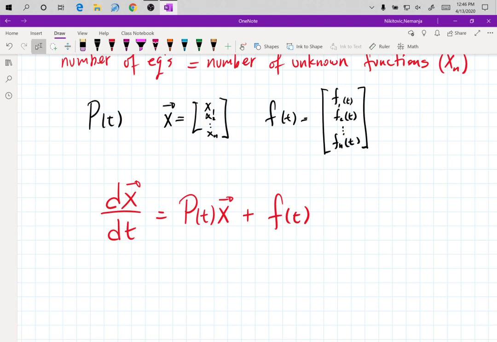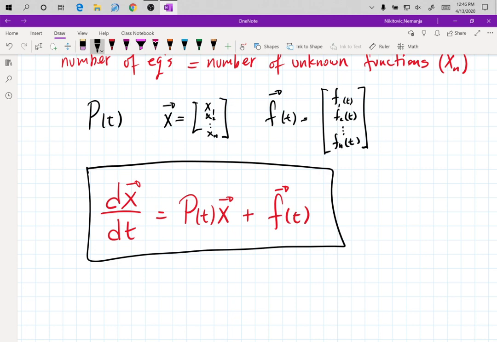Oops, forgot the arrow there, sorry. Forgot the arrow here too. Oh, nightmare. It's a column vector. This over here is your first order linear equation, except it's a system.